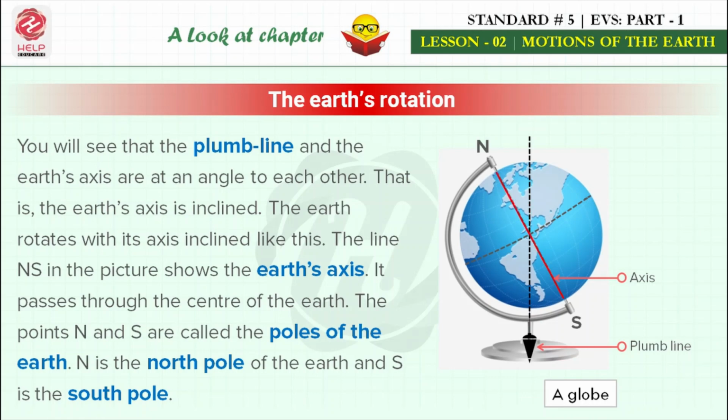The Earth rotates with its axis inclined like this. The line NS in the picture shows the Earth's axis. It passes through the center of the Earth. The points N and S are called the poles of the Earth. N is the north pole of the Earth and S is the south pole.